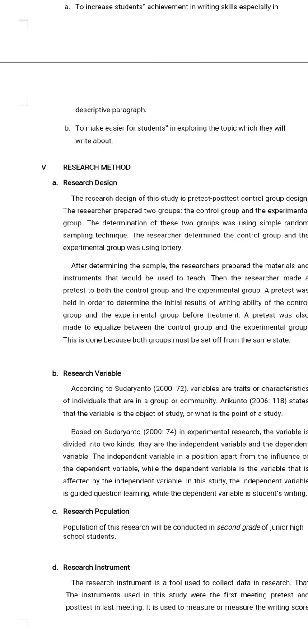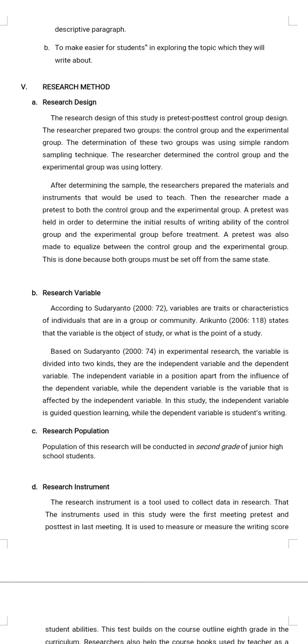Okay, next, research method. A. Research design. The research design of this study is pre-test and post-test control group design. The researcher prepared 2 groups, the control group and the experimental group. The determination of these 2 groups used simple random sampling technique. The researcher determined the control group and the experimental group using a lottery.